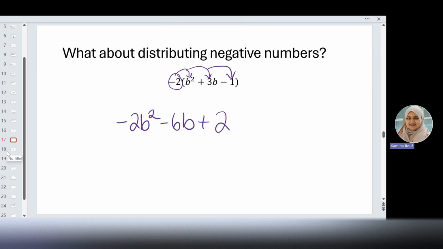So the general rule, if you multiply or divide by a negative number, then the signs change.